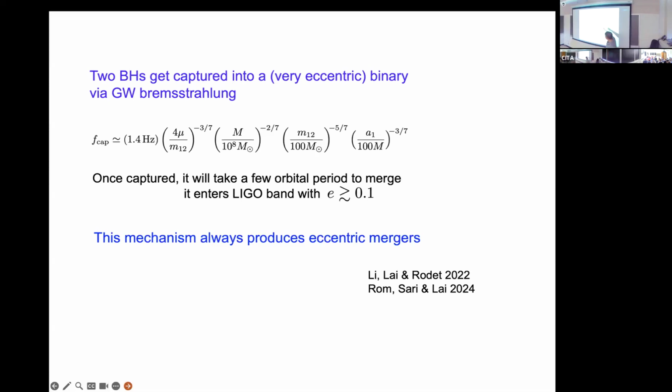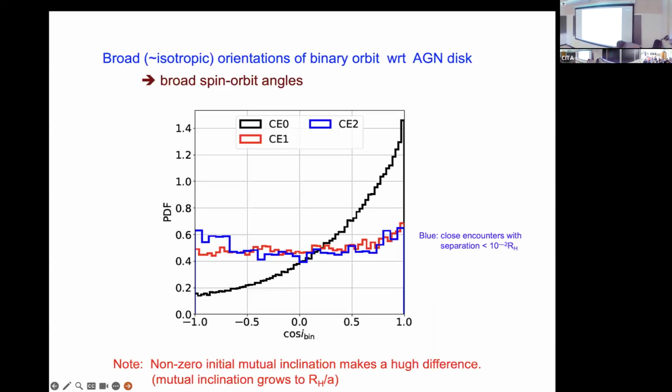However, this orbit is captured on a highly eccentric orbit, and you can easily figure out it will take only a few orbits to merge and enter the LIGO band. So when it enters the LIGO band, it will automatically have large eccentricity, by construction almost, because it's a highly eccentric orbit. So this mechanism always produces eccentric mergers, 0.1 or larger. And this mechanism also produces broad angles. So what do I mean by that?